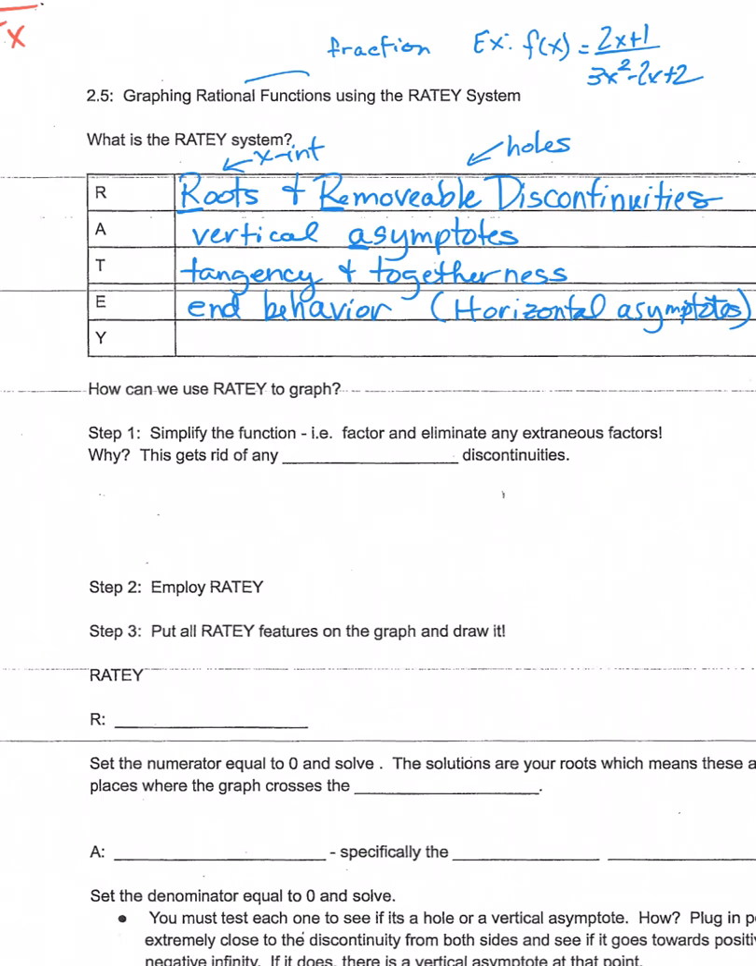And then Y is the y-intercept. In other words, does it cross the y-axis and where? If you know all of those things, you can graph this entire function. So, how do we use RATEY? You're going to learn to just tick it off, R-A-T-E-Y, and find all the things and then put the things in the graph. Or find them and put them on the graph as you go.